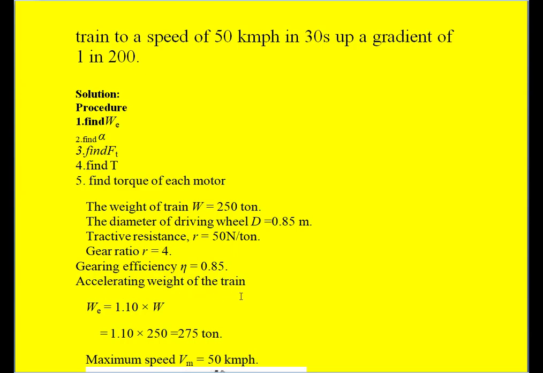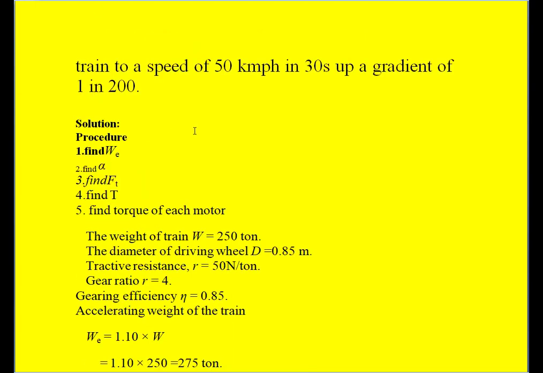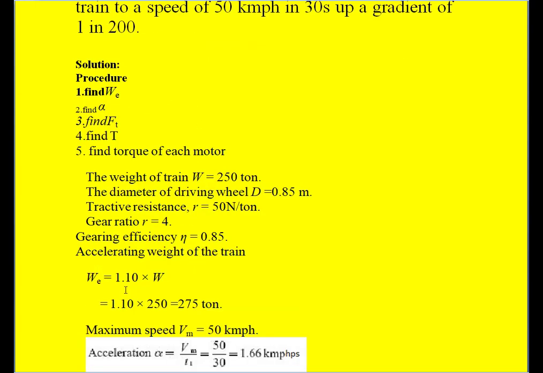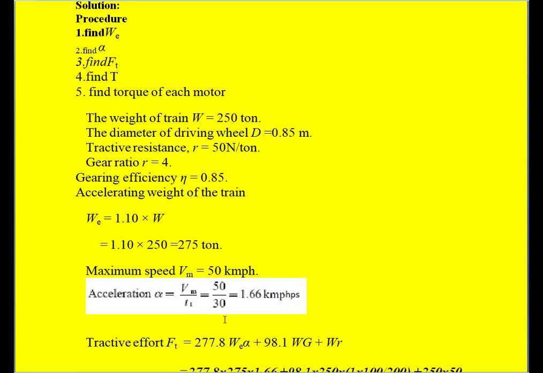The accelerating weight of the train, or the effective weight, is obtained by taking the rotational inertia into account. When you take 10% into account, you get 1.1 into W. This W is the stationary weight of the train, given as 250 tons. When we multiply 250 tons with 1.1, we get 275 tons as the effective weight of the train.